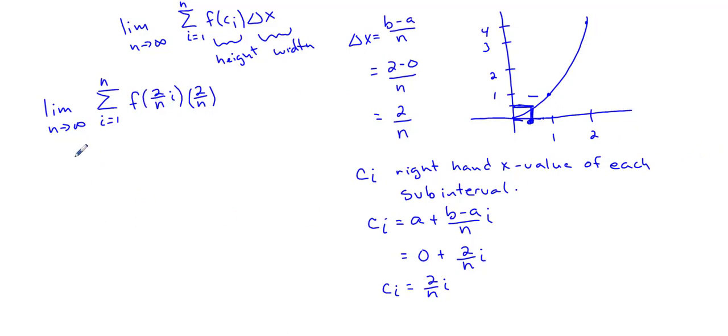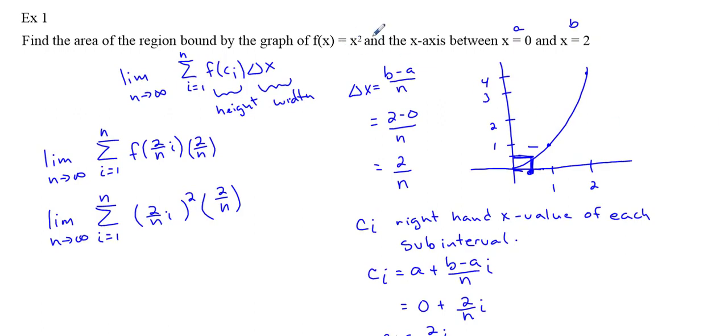Well, the function is x squared, so now we have the limit as n goes to infinity of the sum, i equals 1 to n. We'll just plug 2 over n times i in every place you see an x, right? That's how we evaluate functions. So it'll be 2 over n times i, squared, times 2 over n. This is the function evaluated at our c sub i value. What function? They told us, x squared.